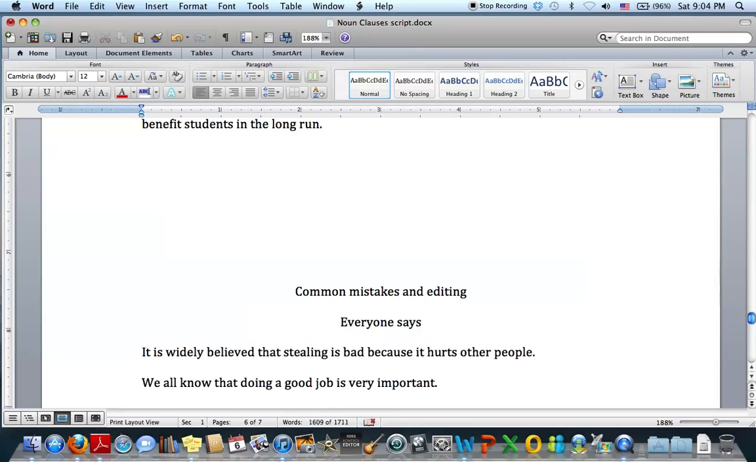It is widely believed. There we go. So we have a verb in the passive voice here. It is widely believed that stealing is bad because it hurts other people. Great. Now we've gotten rid of the "everyone." Let's look down here. We all know that doing a good job is very important.